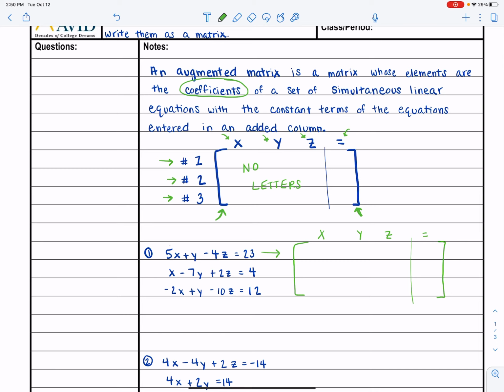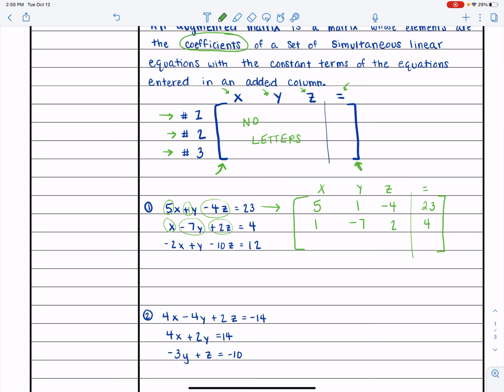So the coefficient of x in our first equation is 5. The coefficient of y in our first equation is not shown, but there's really a positive 1. The coefficient of z is negative 4. The solution, or the constant at the end, is 23. The next row is for the next equation. The coefficient of x is not shown, but it's 1. The coefficient of y is negative 7. The coefficient of z is 2. And the answer, the constant at the end, is 4.